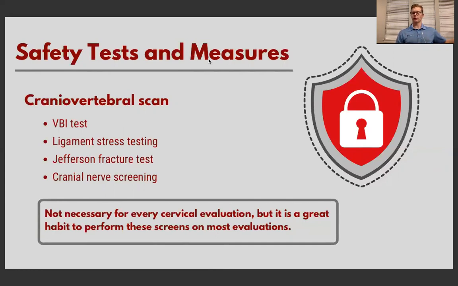And then finally, cranial nerve screening, the cranial nerves 1 through 12, and how do we screen those? With the efficient exam, let's try to become as efficient as possible and as precise as possible when performing those four tests and measures.